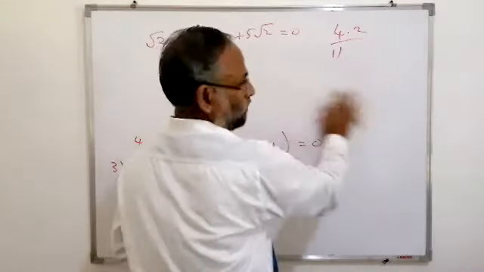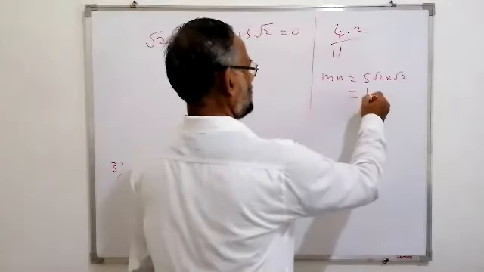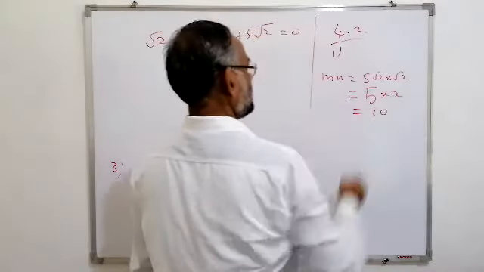Now, as before, we can see mn. Multiplication is 5 root 2 into root 2. What is the answer? Tell me the answer. 10. Very good. 5 into 2, that is 10. Multiplication is 10. And addition, you know very well, that is 7. Which are the numbers? That is also easy. 5 plus 2 is 7.